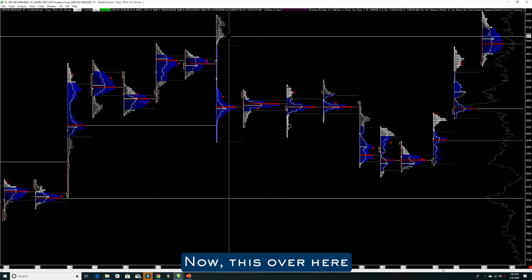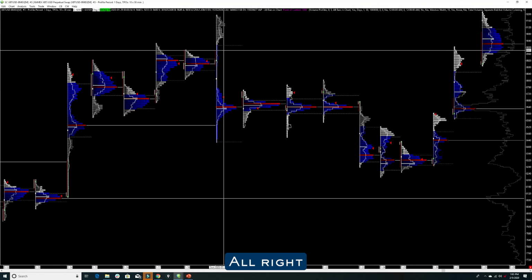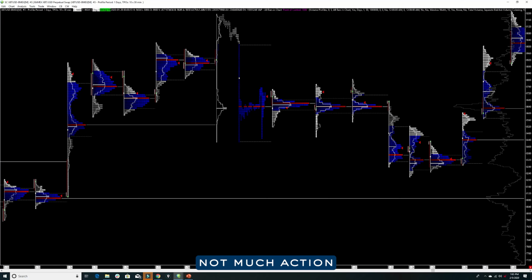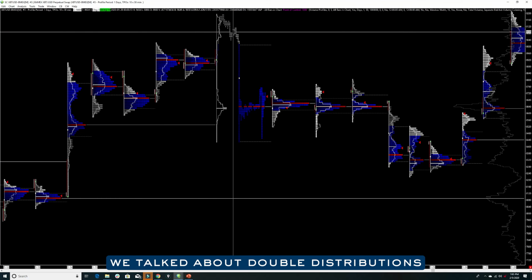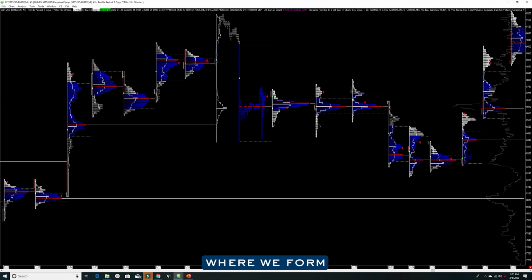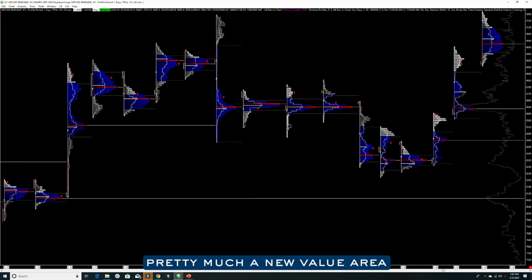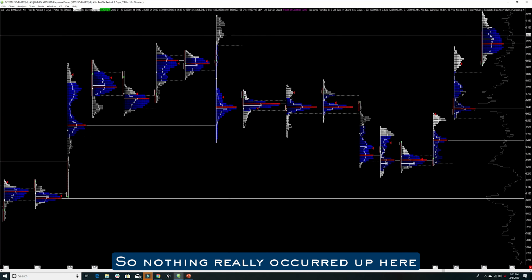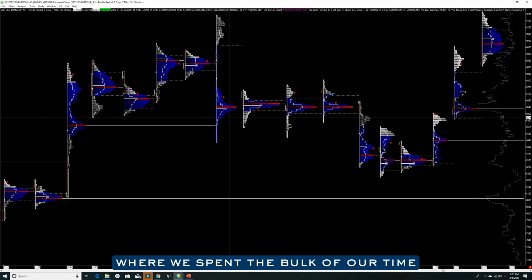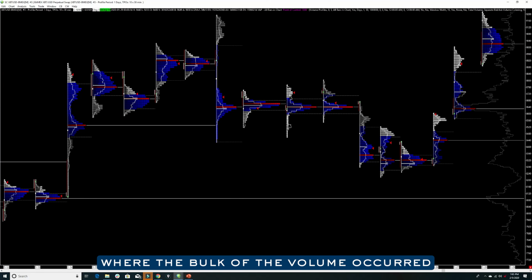Now, this over here is your double distribution. All right, the market spent a little bit of time up here. Not much action. Again, we talked about double distributions, not much conviction, not much action. And then we have this single print period where we form pretty much a new value area. So nothing really occurred up here. We violently break down, and this is pretty much where we spent the bulk of our time. This is pretty much where the bulk of the volume occurred.